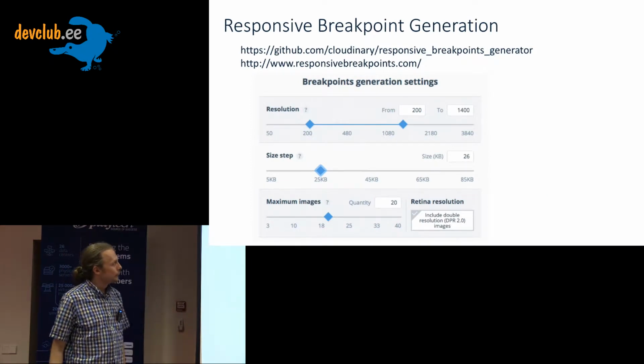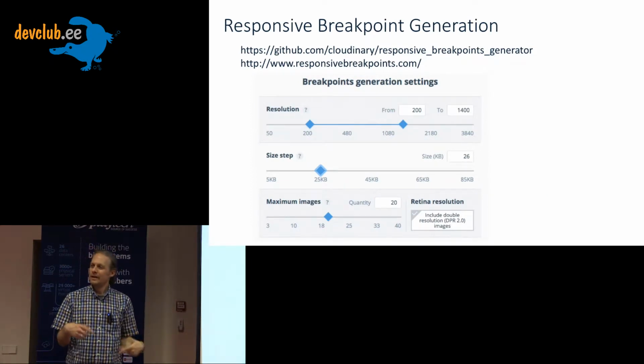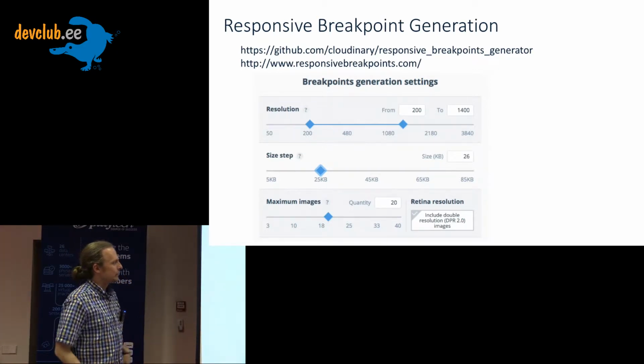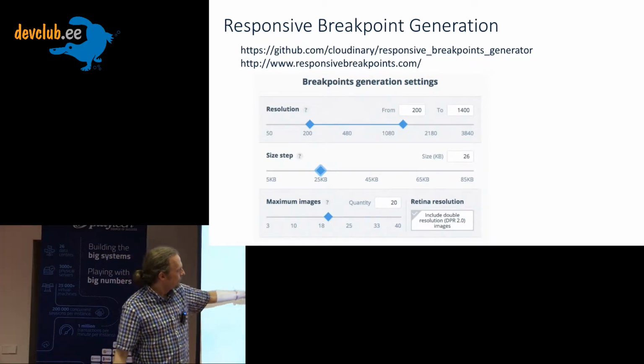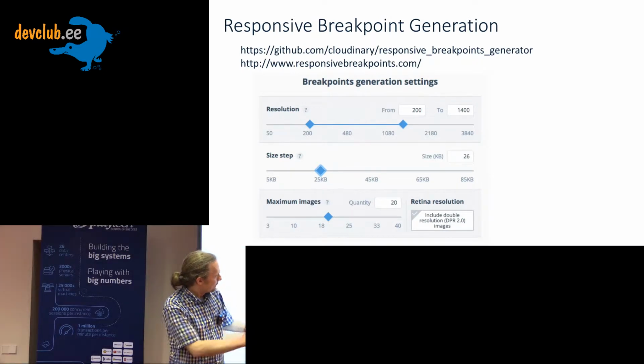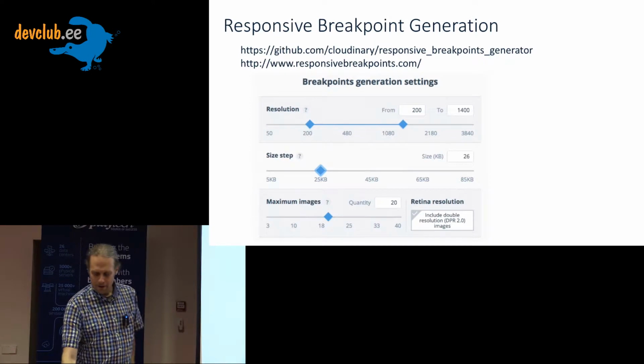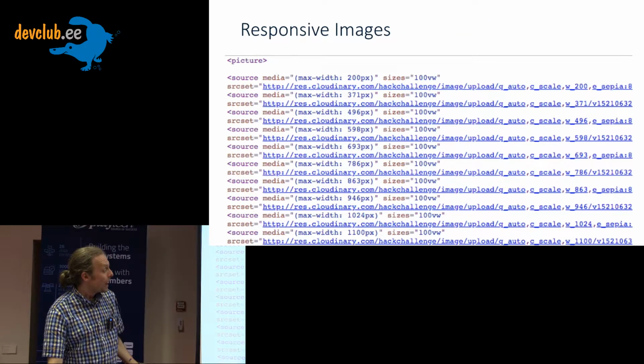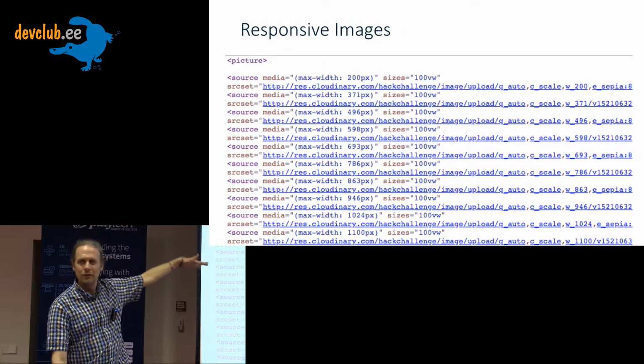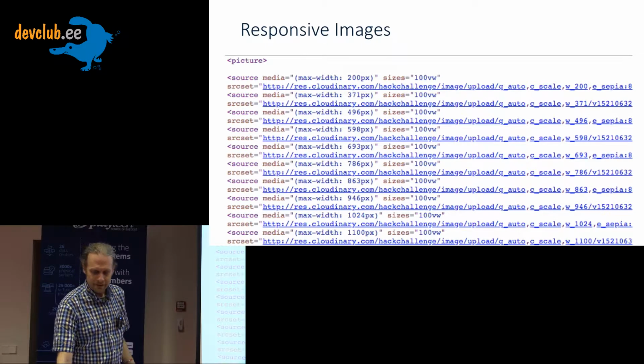There are free tools that'll do this for you. You can make it just part of your content management: every time you upload an image, resize the images. And so this is the web interface. The smallest one is 200 pixels wide, the biggest one is 1400 pixels wide, 25 kilobytes apart. The HTML is a little ugly, but it'll serve the right size image to the right size device.